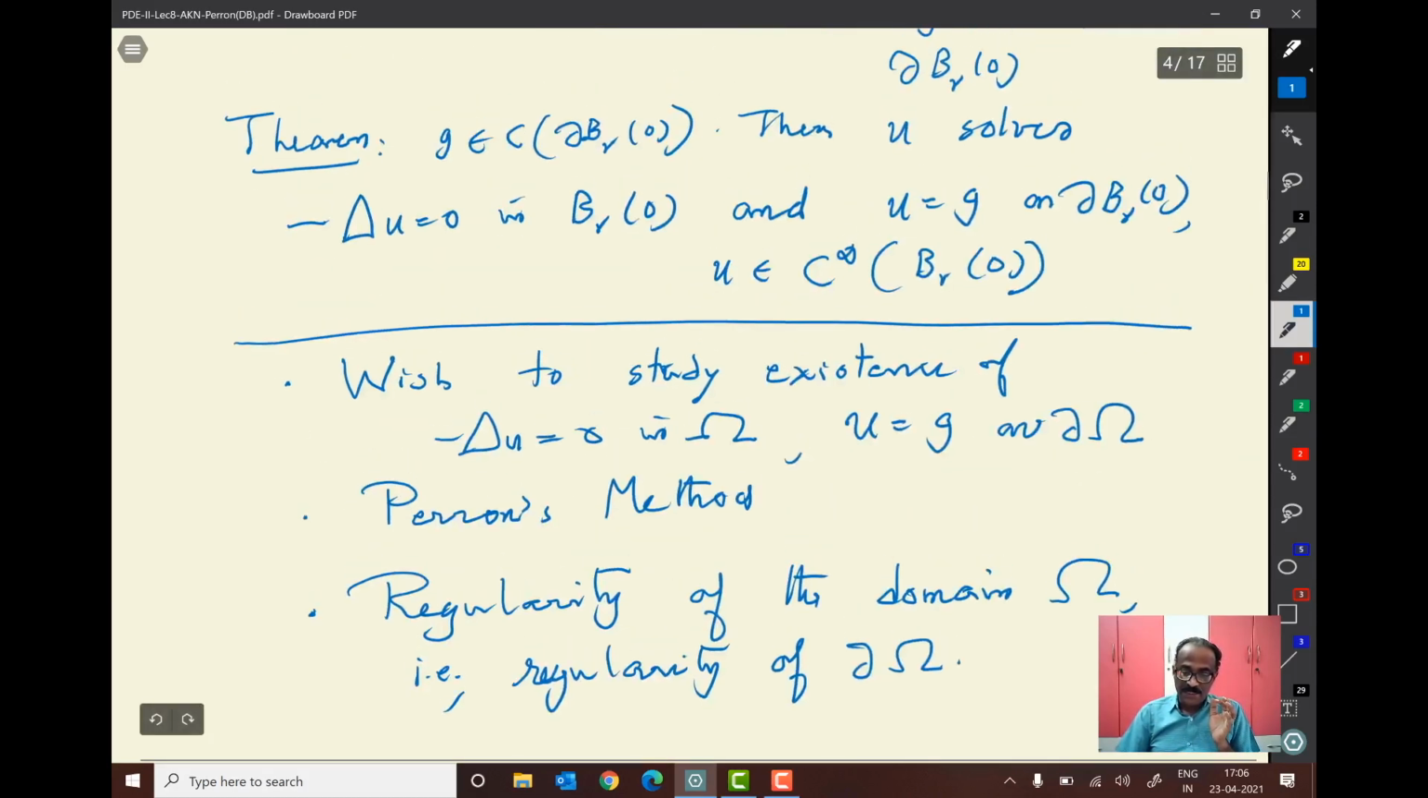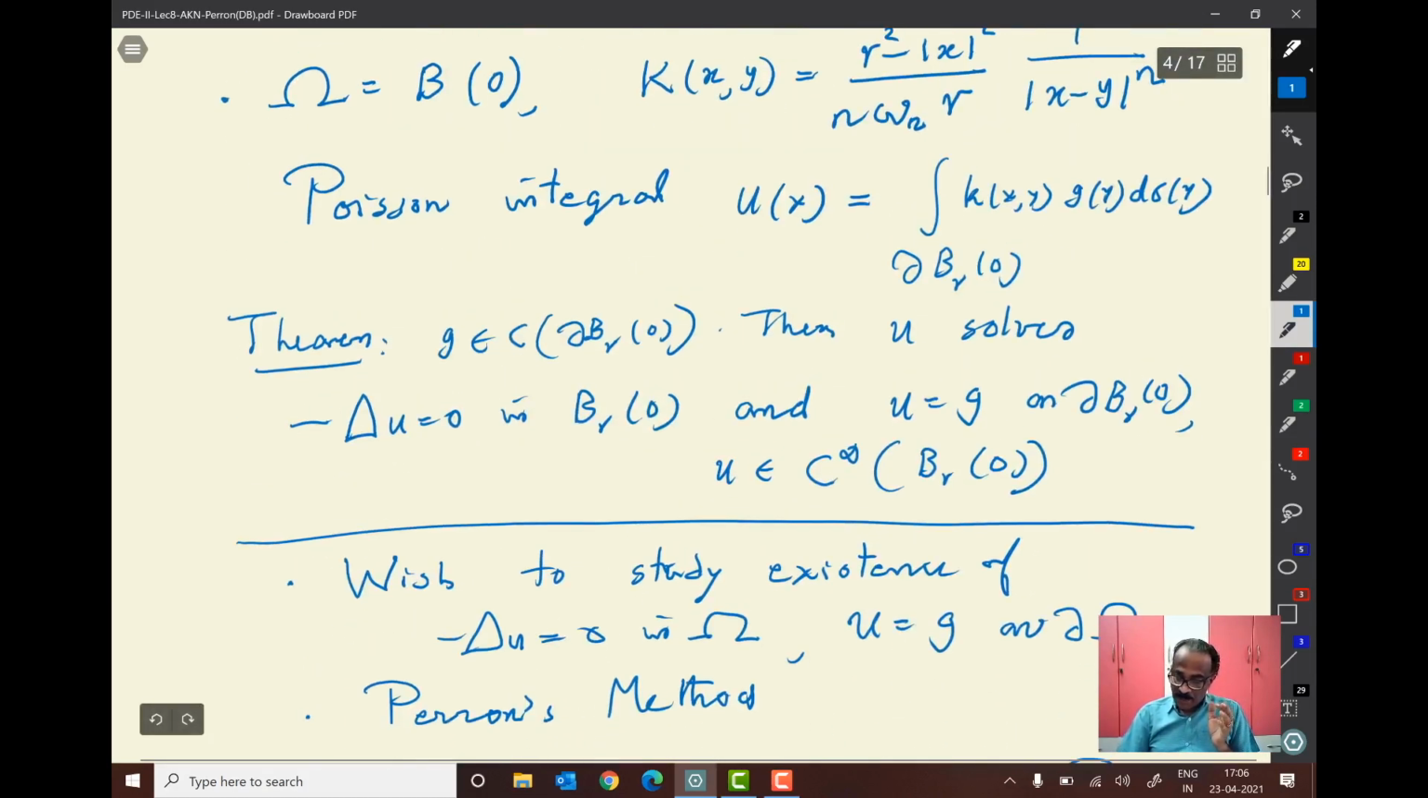Okay. So in the next class, our aim is to start introducing Perron's method, and for that the ingredients which we need: one is the Poisson integral, which we will be using, and we will also define sub-harmonic and super-harmonic functions with continuous functions using maximum principles. So I'll stop here. Thank you very much.